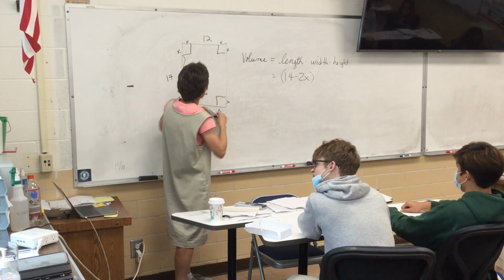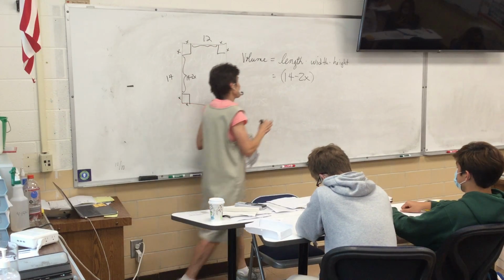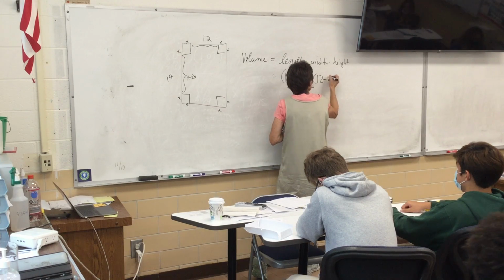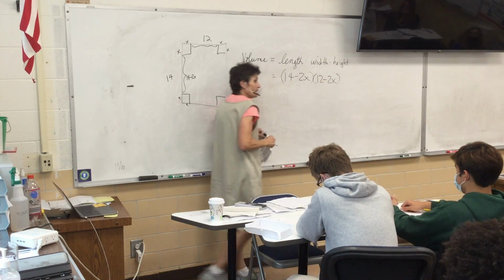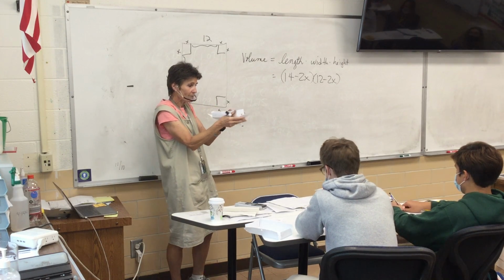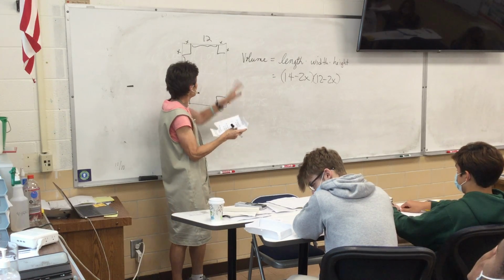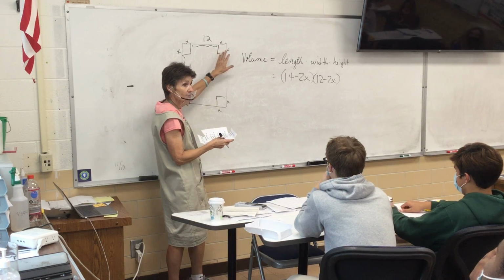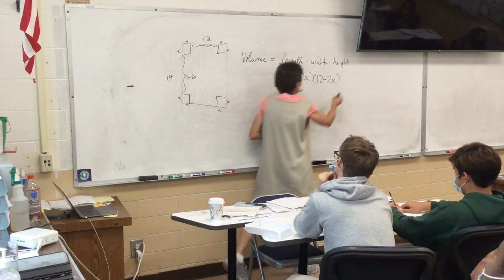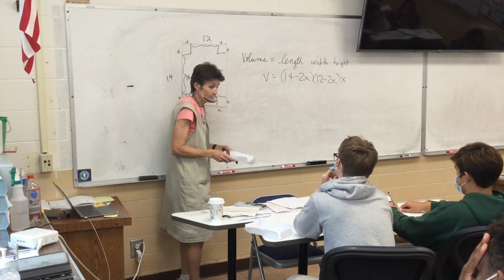What about the width of the paper? What's this going to be? 12 minus 2x. And then what about the height of the box? How tall, when I fold these flaps up, how tall is that? Isn't that just x? Yes. There is your equation for the volume of the box.